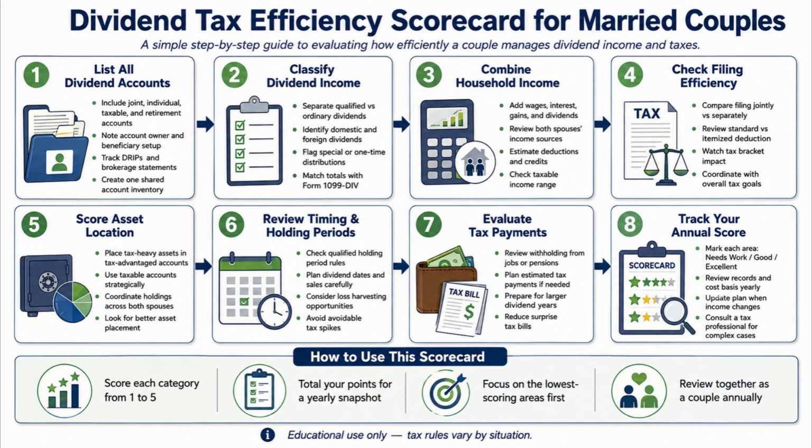Overall, the goal of this scorecard is not perfection, but progress. By listing accounts, classifying dividends, combining household income, checking filing efficiency, reviewing asset location, monitoring timing, evaluating tax payments, and tracking an annual score, married couples can build a more organized and tax-efficient dividend strategy over time.